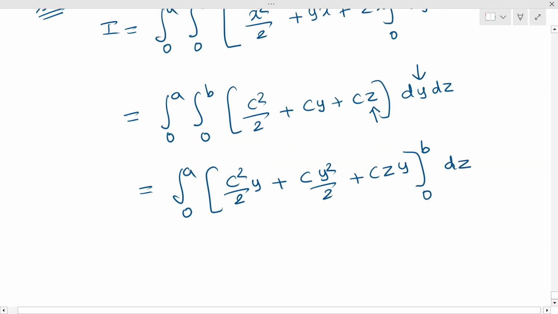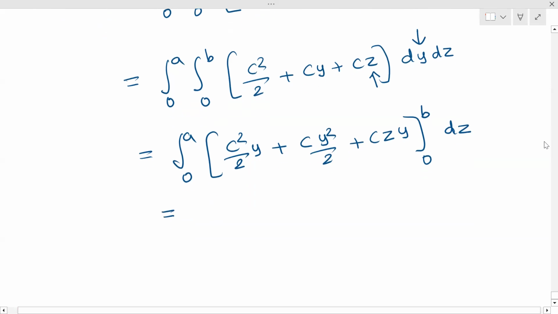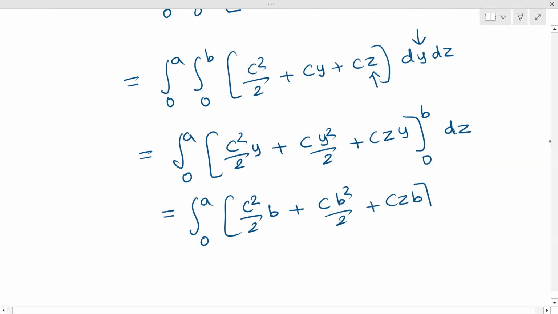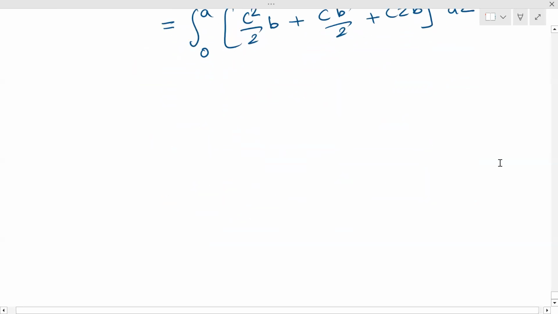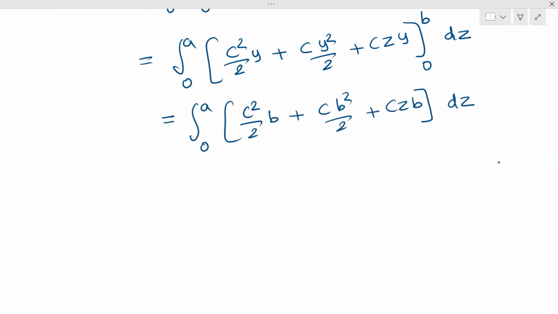Now apply the limit for y. So 0 to a, c squared by 2 b plus c b squared by 2 plus czb into dz. Now we finish the inner integration, the middle integration.